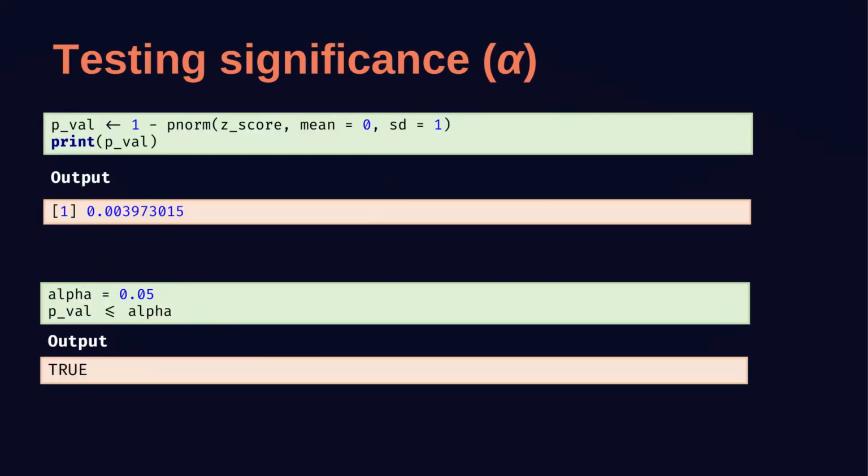Previously, we calculated the p-value to be 0.004. We have set the significance or alpha at 0.05. And since the p-value is less than alpha, we can reject the null hypothesis. We can say that more than 10% of the tech professionals work in small companies.